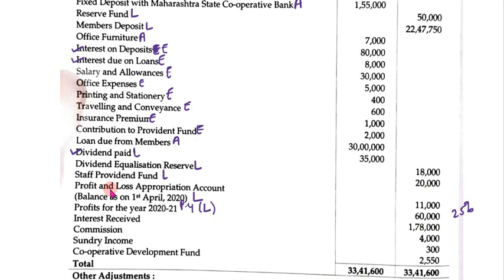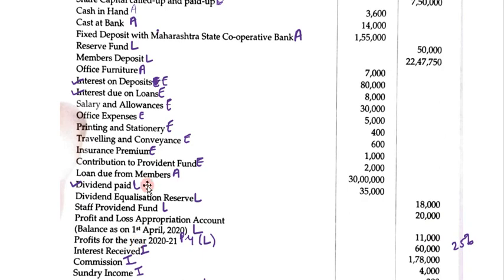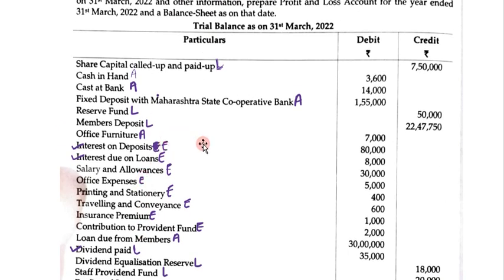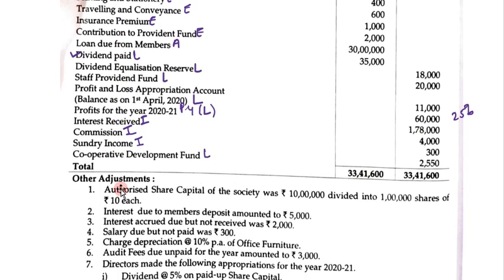1,78,000. So this is interest received, so income. Commission 4,000 rupees, income. Sundry income, income side. Sundry income is 300 rupees. Cooperative development fund, liabilities, 2,550. So we have marked all the particular items as per their heads in which account they belong to. And now we'll move to the adjustments.